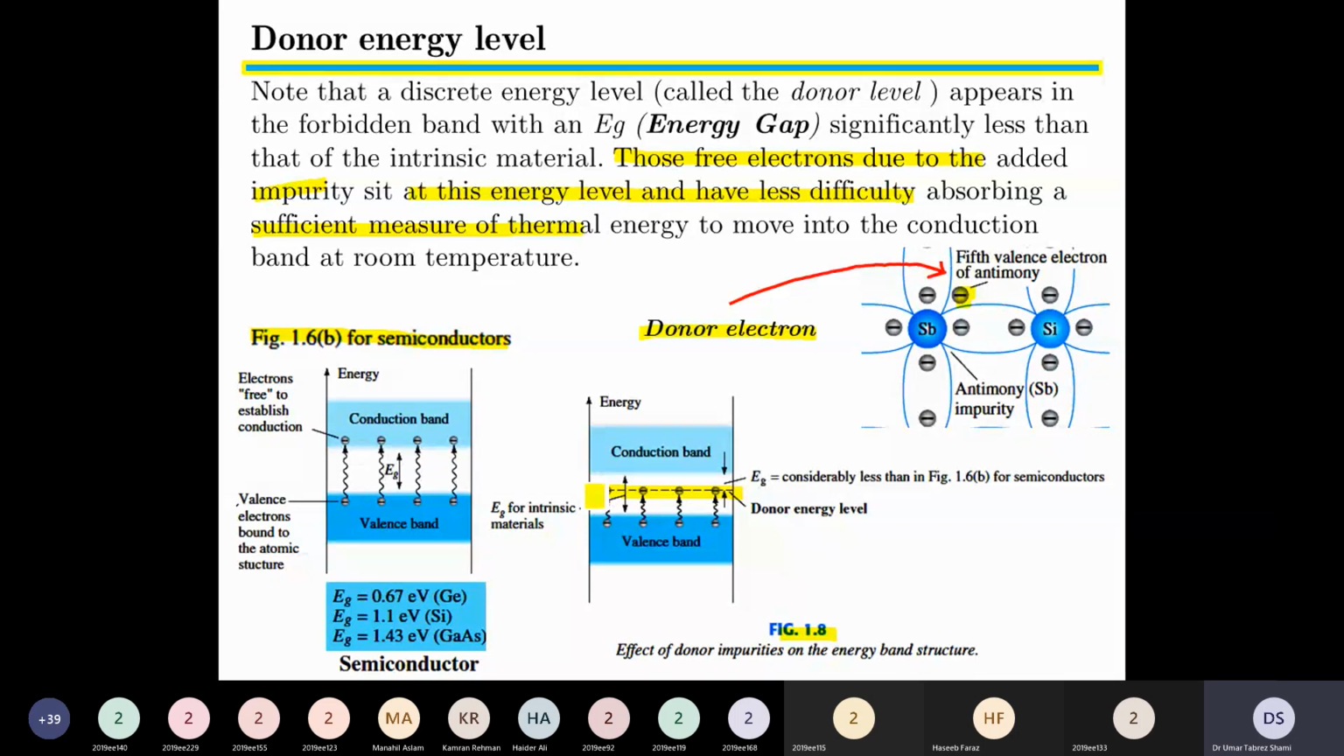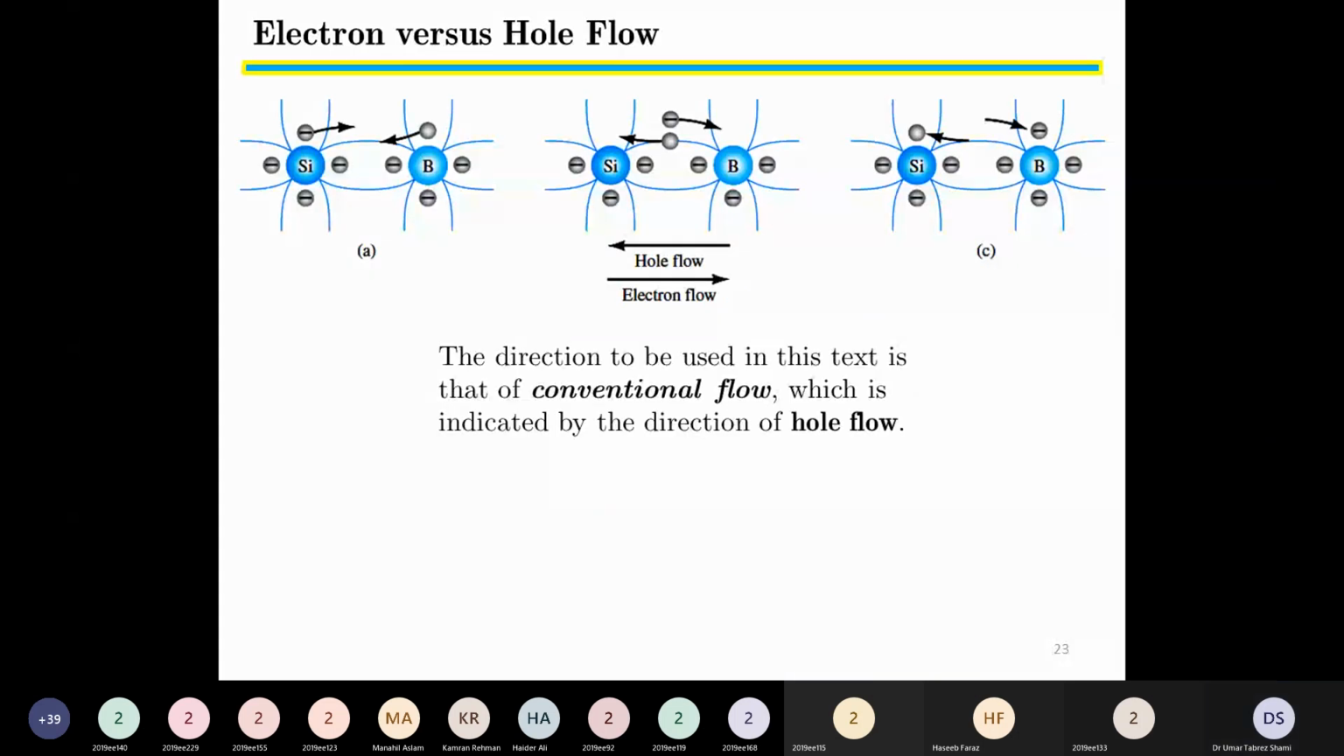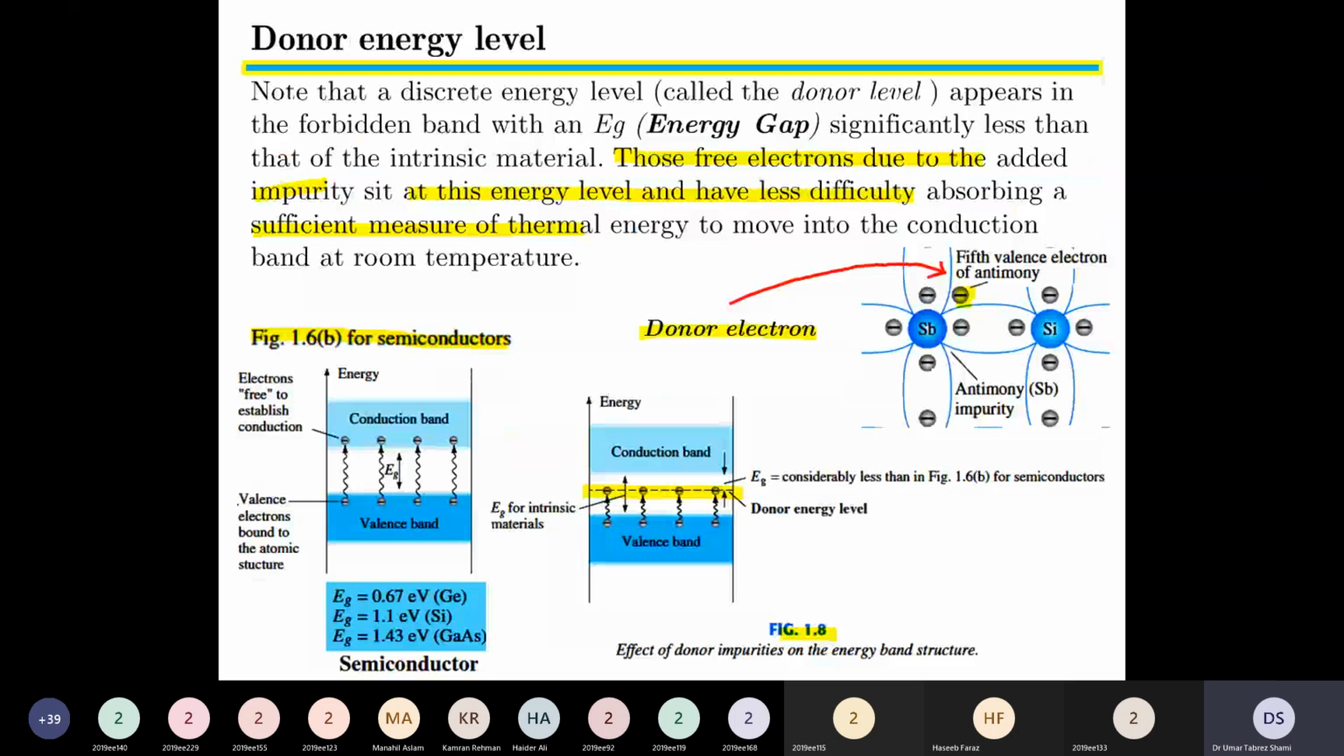And this shell will be very close to the conduction band. So we just provide a very small amount of energy, and this electron moves into the conduction band at room temperature. This is the donor energy level, and in a later few slides we will discuss Fermi levels that formalize the same idea. So any question up till here?